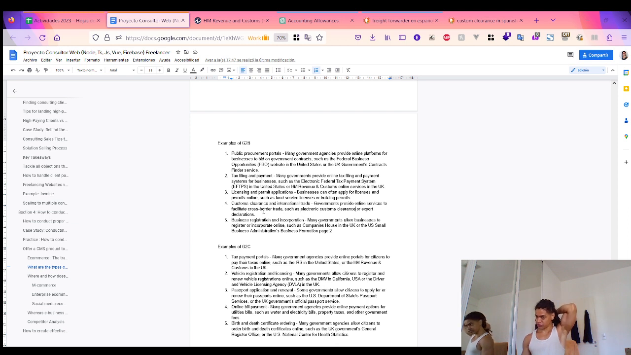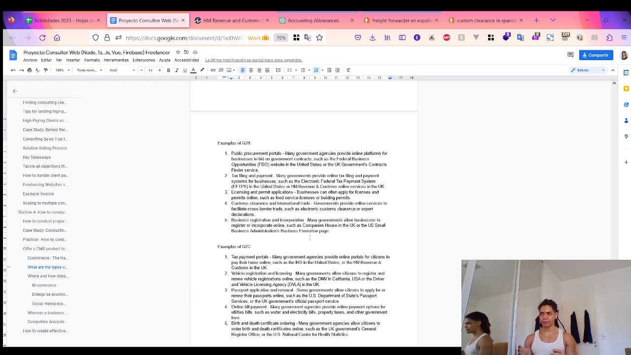Then business registrations and incorporations. Many governments allow businesses to register or incorporate online, such as Companies House in the UK or the US Small Business Administration business formation page.